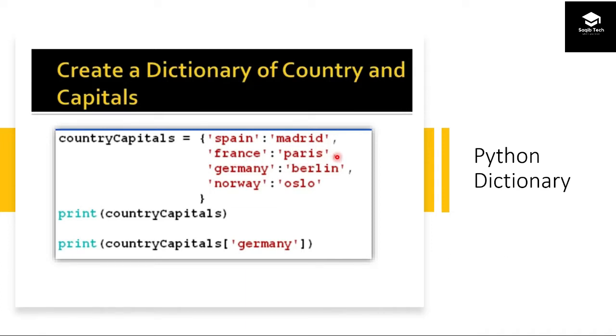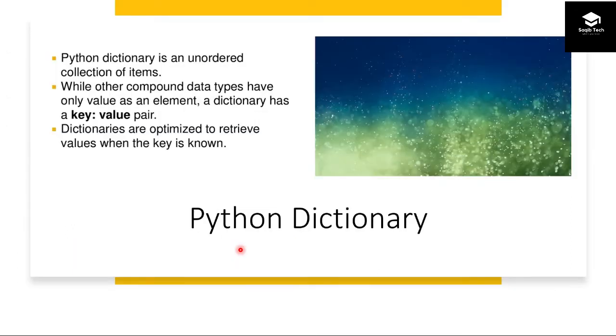So if I want to know the capital of Germany, what will I write? I will simply write country_capitals of, and inside the brackets I will simply write Germany. Now you can see how easy it is. So let's look at what a dictionary is. Basically, it is an unordered collection of items. For your paper point of view or for your knowledge, you must know that there is no particular order in a dictionary. It is an unordered collection of items.